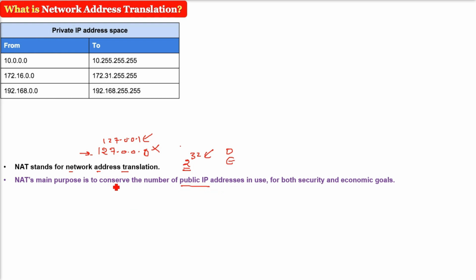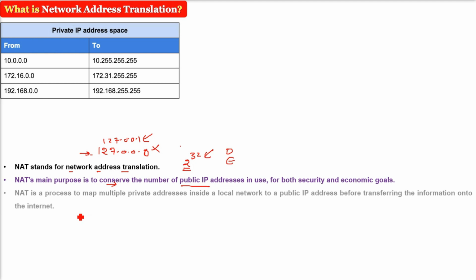So we need to conserve them, and NAT does it, both for security and economic goals. So NAT is a process, a method. Here we have a local network with private IP addresses. NAT is a process to map multiple private addresses inside a local network to a public IP address.